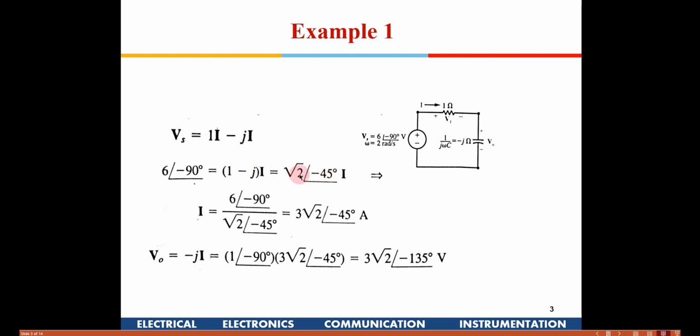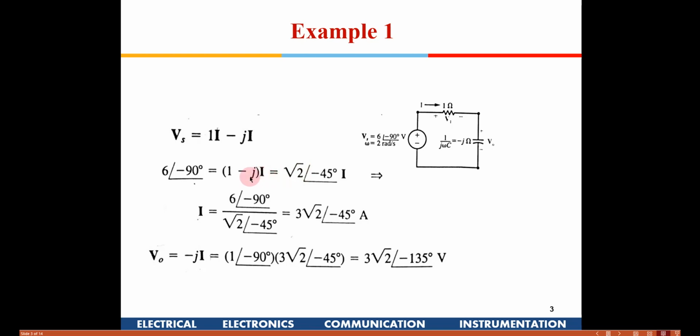So where did we get this root 2? It is the square root of a squared plus b squared, right? We learnt how to convert from rectangular form into polar form. The real part is 1 and the imaginary part is 1, so a squared plus b squared, 1 squared plus 1 squared, square root, that is root 2.